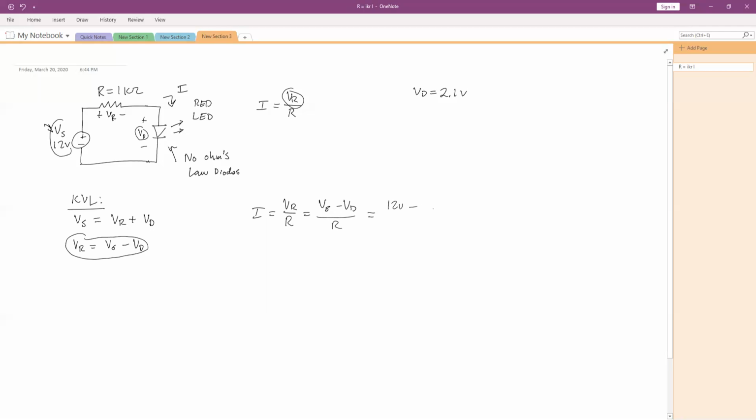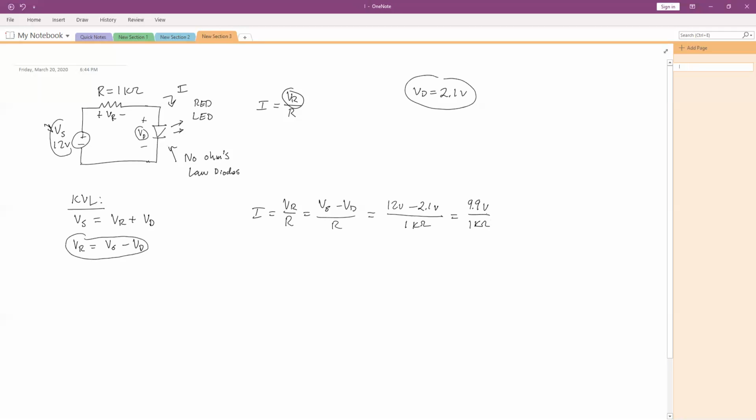That's 12 volts. We can subtract what we measured for the diode voltage, which should have been somewhere between probably 1.8 to 2.2 volts for a red LED. So let's say that it was 2.1 volts, and we divide by 1 kilo. Okay, so on top we're going to have 9.9 volts divided by 1 kilo.